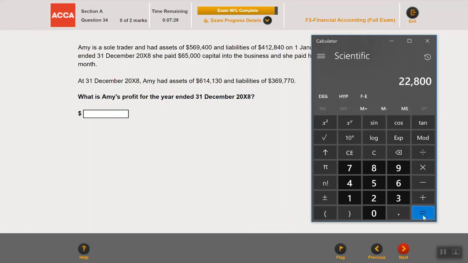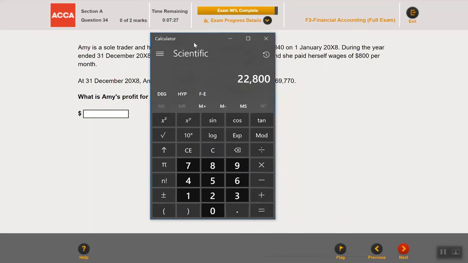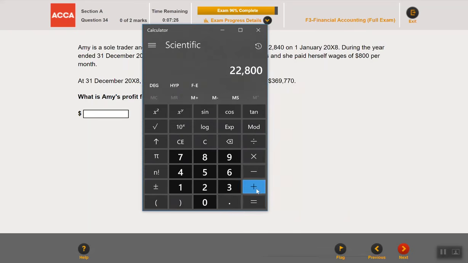and plus the drawings. The drawings, 800 into 12, becomes 9,600. So 32,400.